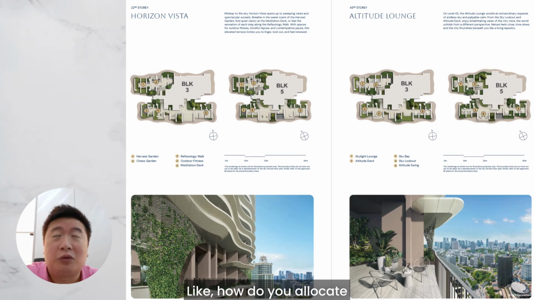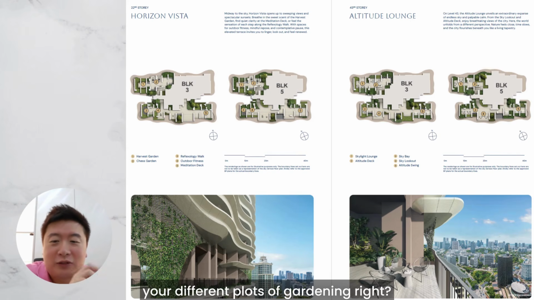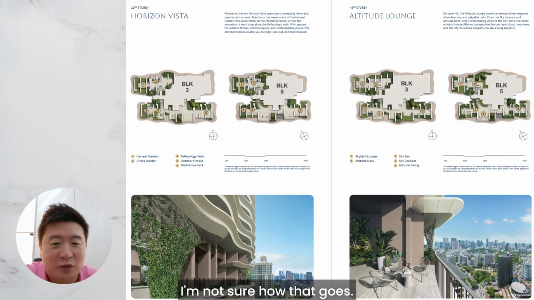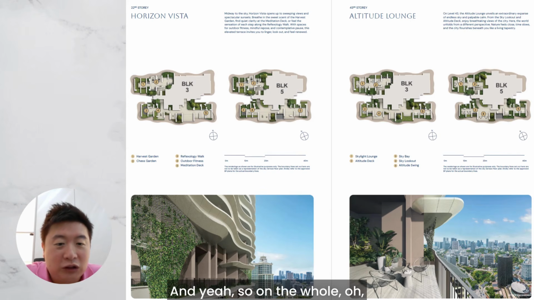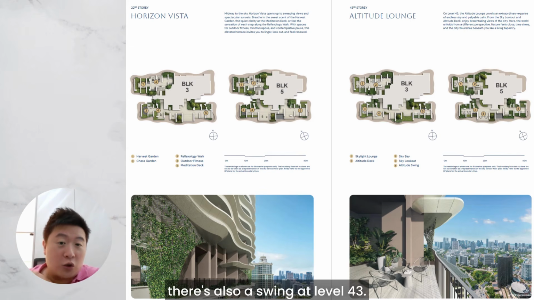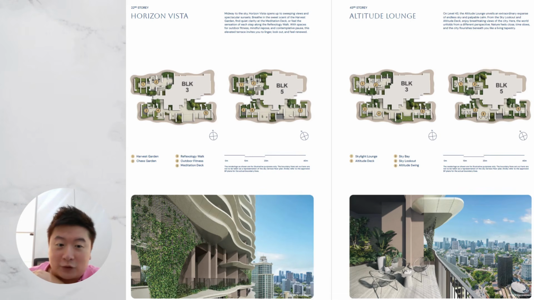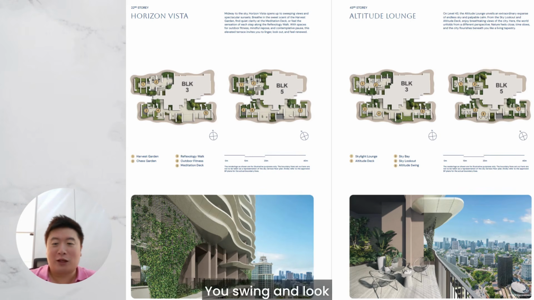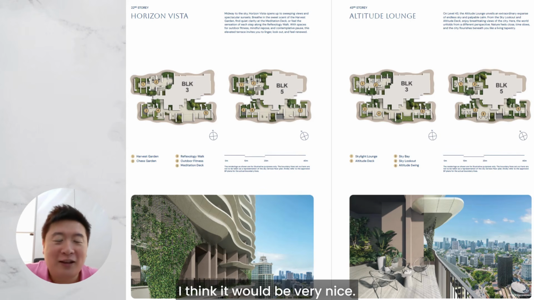Like how you allocate your different plots of gardening, right? I'm not sure how that goes. Okay, and on the whole, oh, there's also a swing at level 43. That's definitely a swing and look at the level 43 view. I think it would be very nice. Okay, so very straightforward for the two sky terraces.